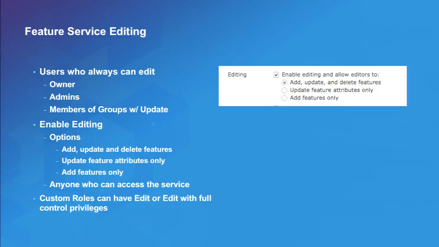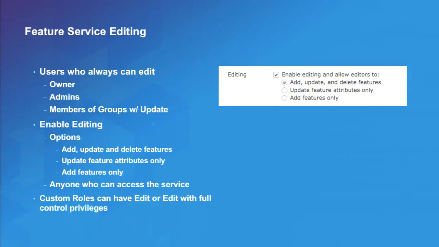Admins of your organization can always edit a feature service. And members of these groups I just mentioned, these groups with update capabilities, can always edit a feature service, whether you've switched on editing or not. You want to switch on editing if you want to give anybody else the permission to edit feature services. And what that does is it allows anybody who can see the feature service to edit it.